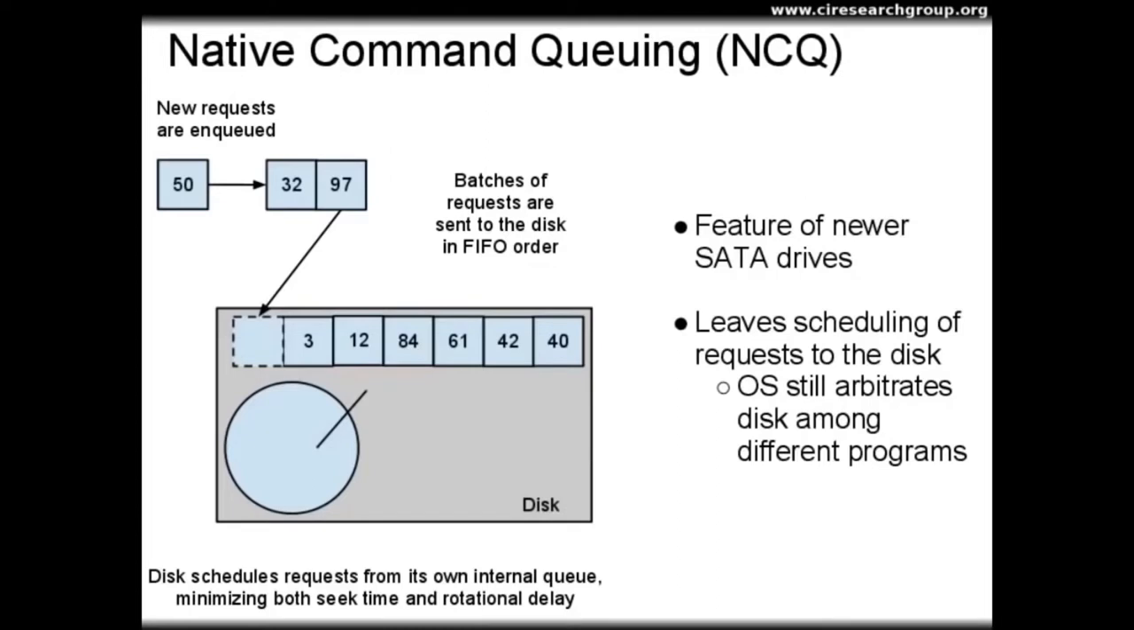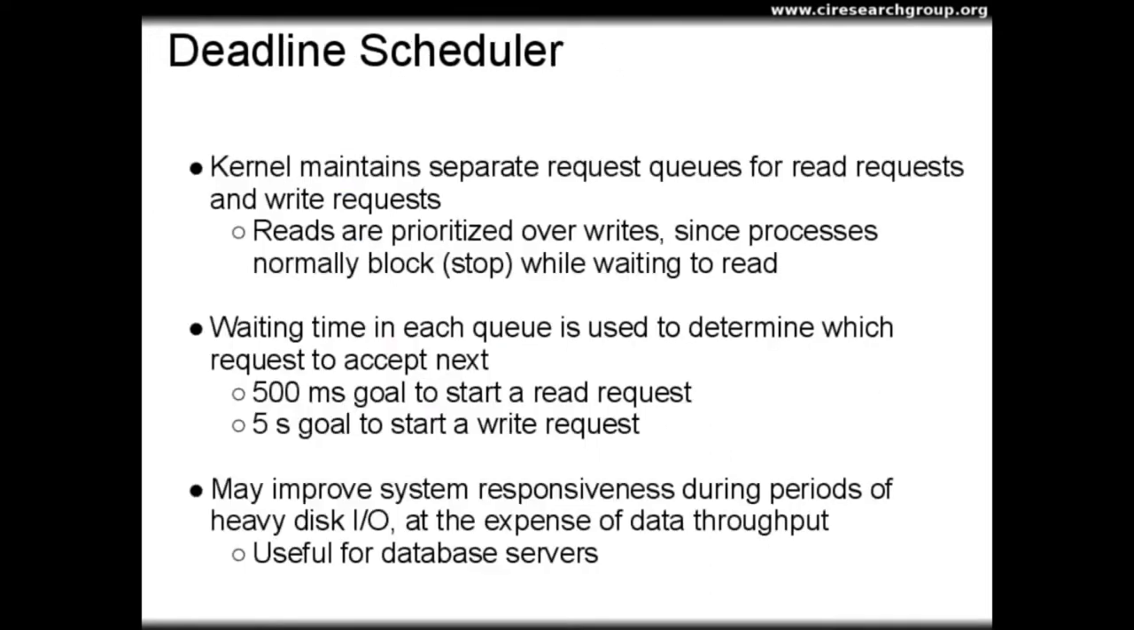The operating system's role with this type of hard disk is really more arbitration of the disk resources among the different programs running on the system. One modern Linux scheduler that can be used for such arbitration is called the deadline scheduler. And in this scheduler, the kernel maintains separate request queues for both read requests and write requests, similar to the anticipatory scheduler. Reads are prioritized over writes because processes typically block or stop and wait while waiting to read something from the disk. Thus, writes can be done later at some point when it's convenient for the operating system.